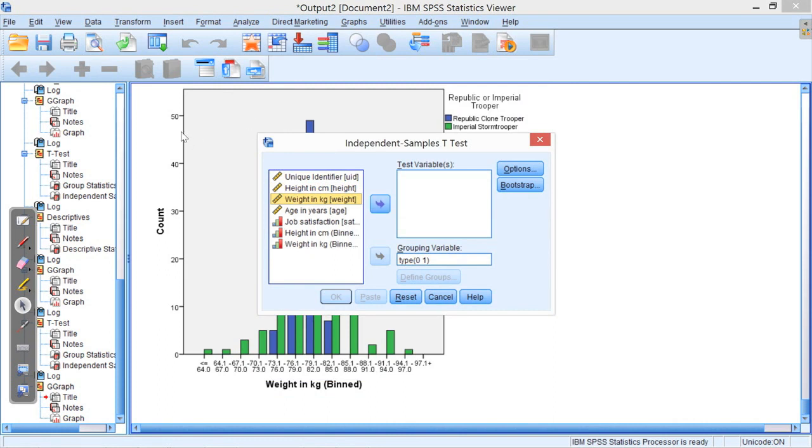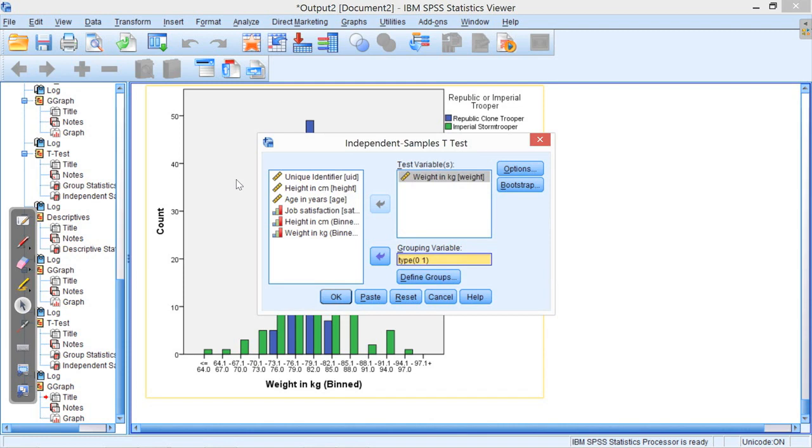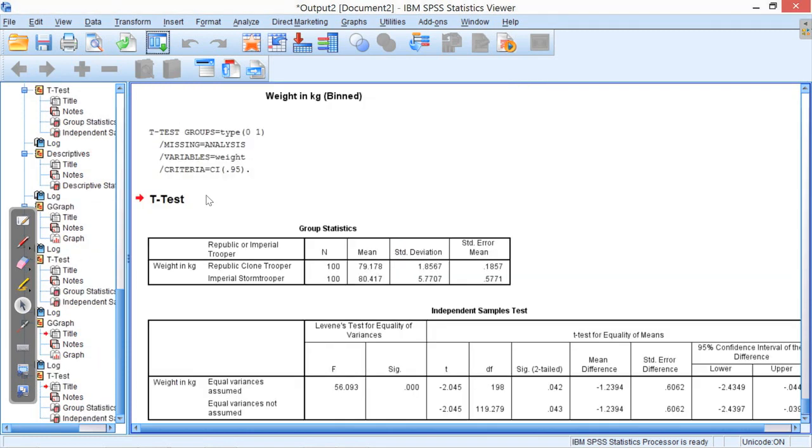Remember, what we're comparing is the continuous variables, these ones with a little picture of a ruler, not the categorical variables that we've created. And also these grouping variables here. So 0 is clone trooper and 1 is stormtrooper. They just come from the way that I coded the data. So anyway, there's my t-test results.